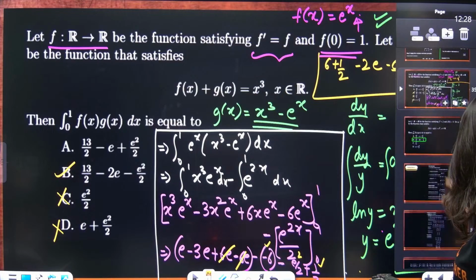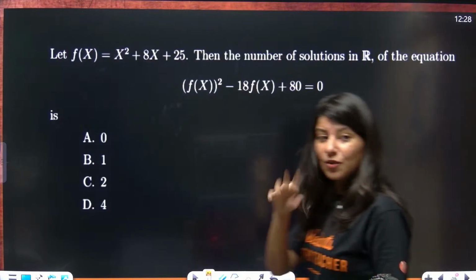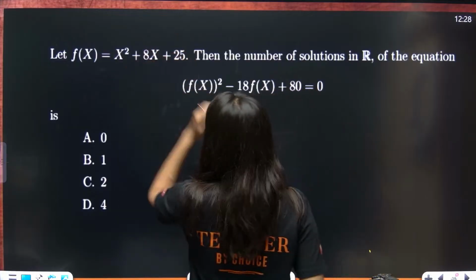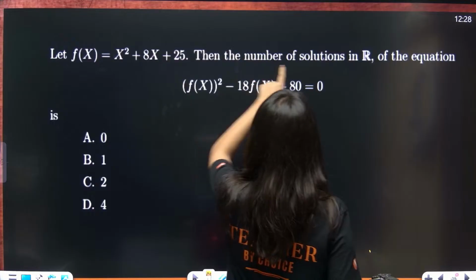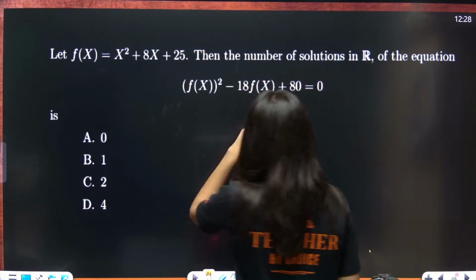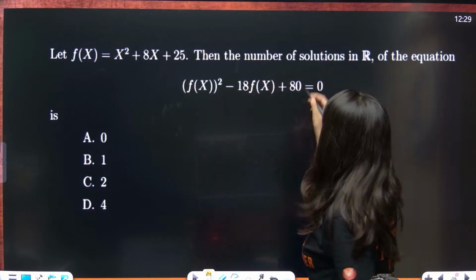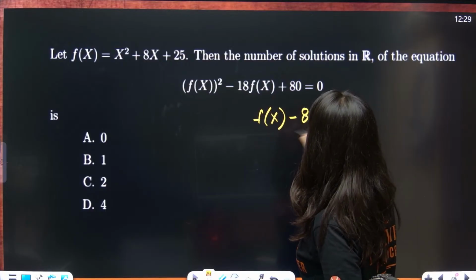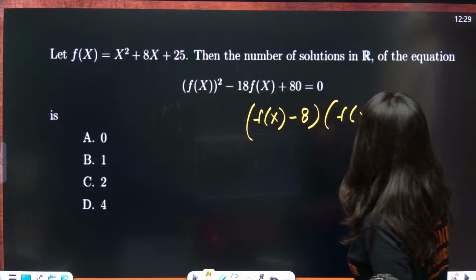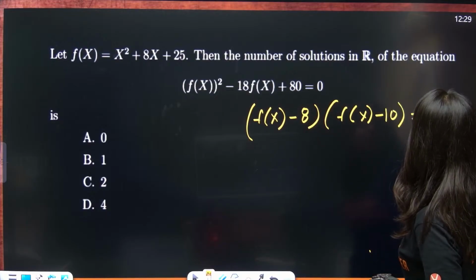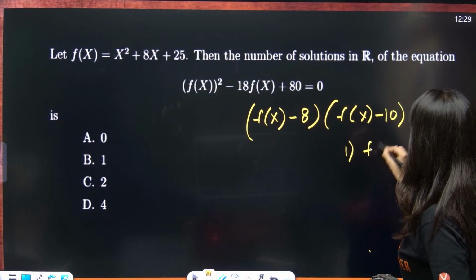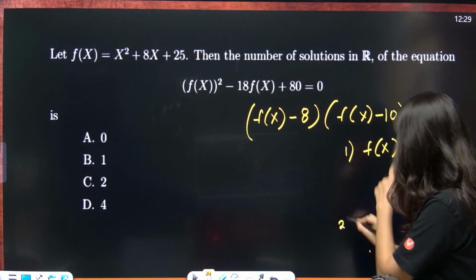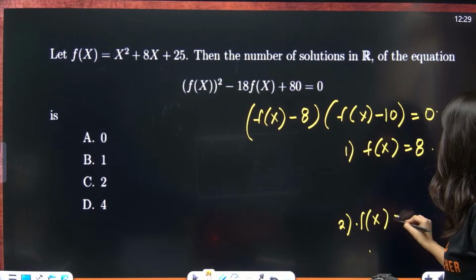Next question. Next question is also very easy. Let's see. f(x) is given as this, f(x) equals this, then the number of solutions of this equation. So this is very easy, 8 into 10. So (f(x) minus 8)(f(x) minus 10) is equal to 0. So f(x) can be equal to 8, or f(x) can be equal to 10 also.